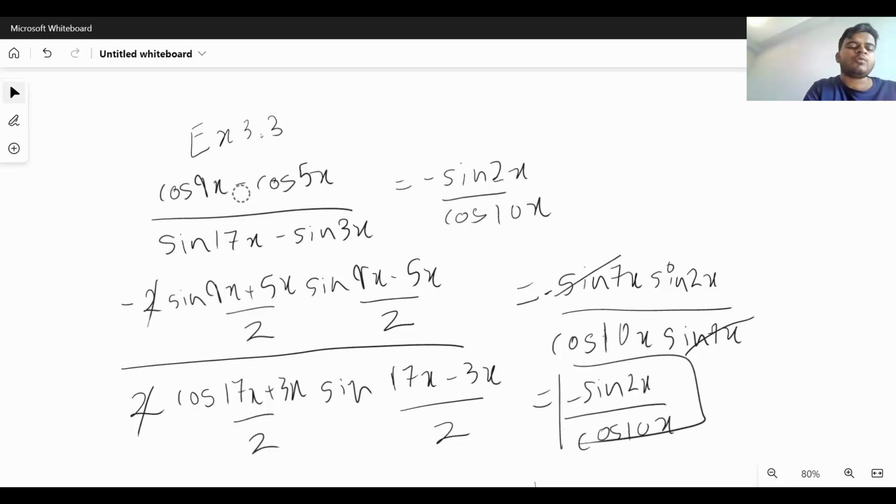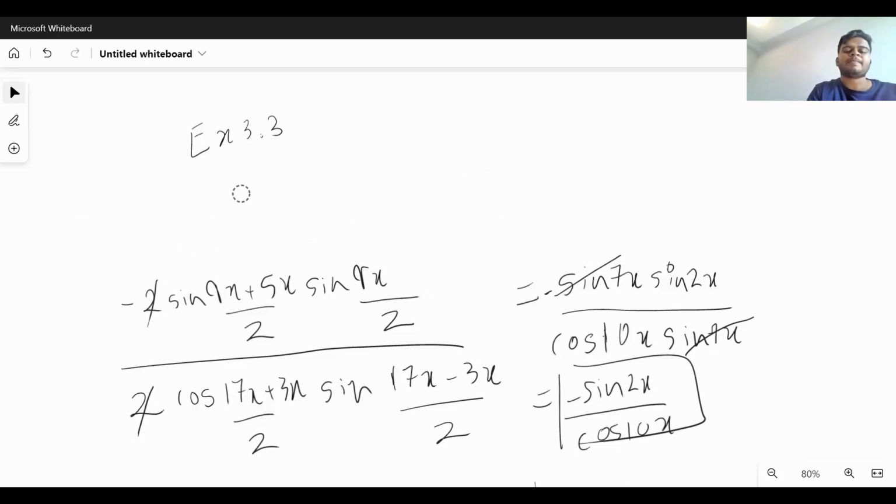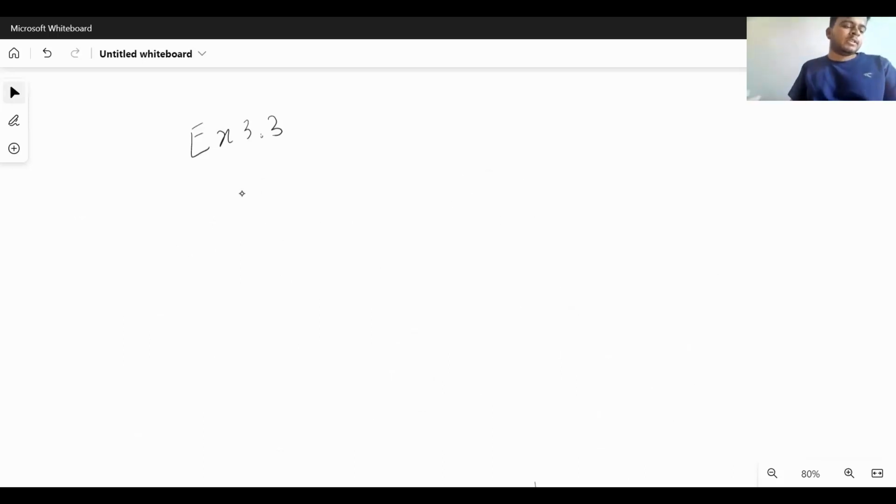So let's try and move on. Next question. The next question is also of the same accord. The patterns of the questions are repeating now. We just have to apply the same formula of sine x plus sine y or cos x plus cos y, or putting the negative sign there. Let us try and solve the 17th one.